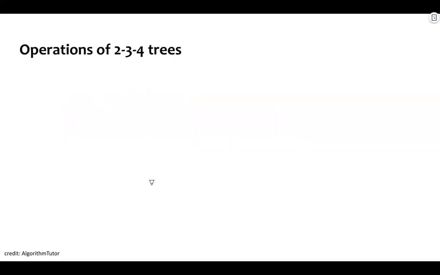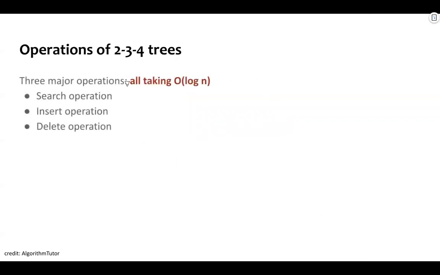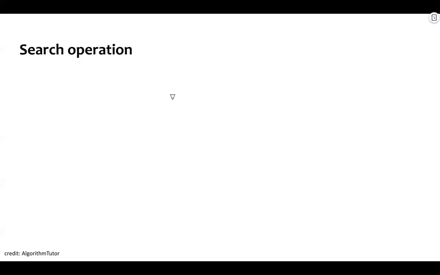And there are, of course, some operations we can do with 2, 3, 4 trees. And there are 3 major operations: search operation, insert operation, and delete operation. And these 3 operations all take time complexity of O(log n). And as you can see, these operations are very efficient.